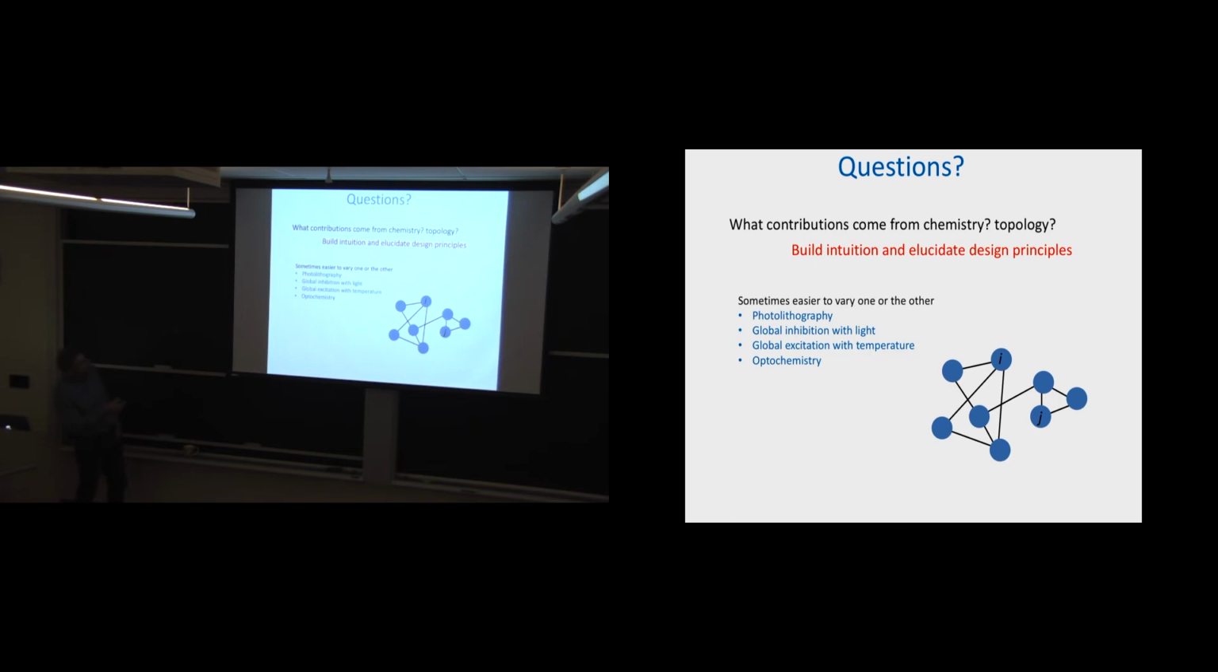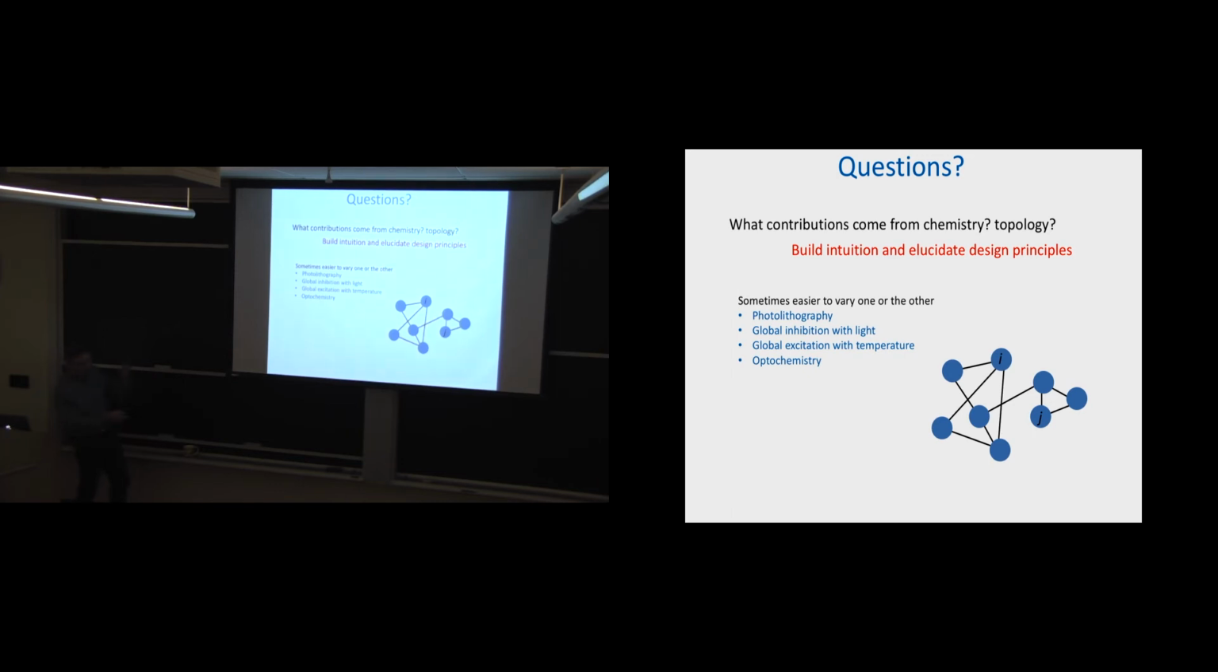Other questions are, can we tease apart what aspects arise from the chemistry and what from the topology? Because then we can build intuition and understand design principles for creating networks that have functionality. Sometimes with photolithography, it's very easy to vary the topology. Or by temperature or light, you can change the chemistry globally very easily.